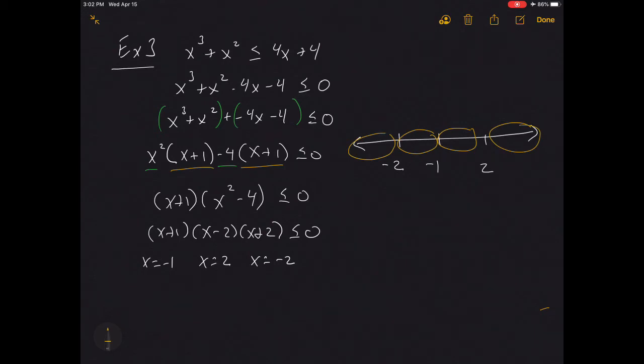Let's do one to the left. I almost always go left to right, but you don't have to. You can go in any order as long as you don't forget to check one of your regions. I start with the left, so anything left of negative 2, like negative 3.